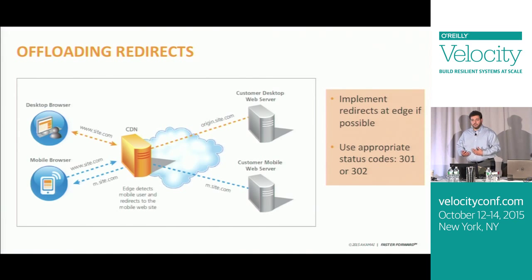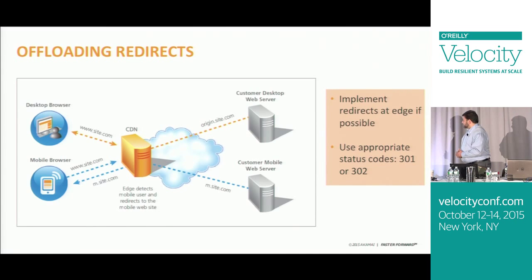Serving a redirect from a CDN is going to not only offload the time it takes to generate that redirect from your origin, but also reduce the round trip latency between the content delivery network and your origin. So there's both a performance gain for that as well as a capacity gain.